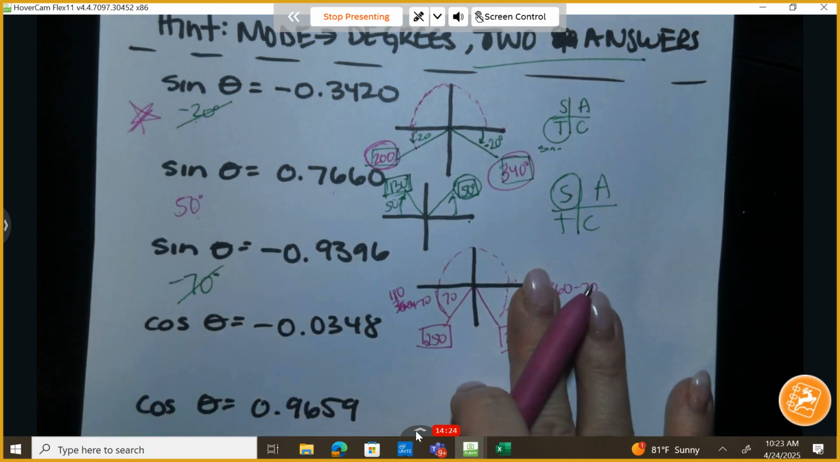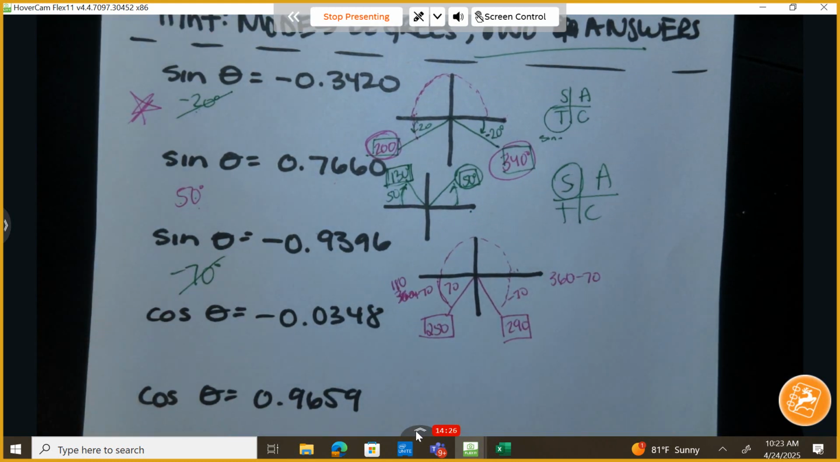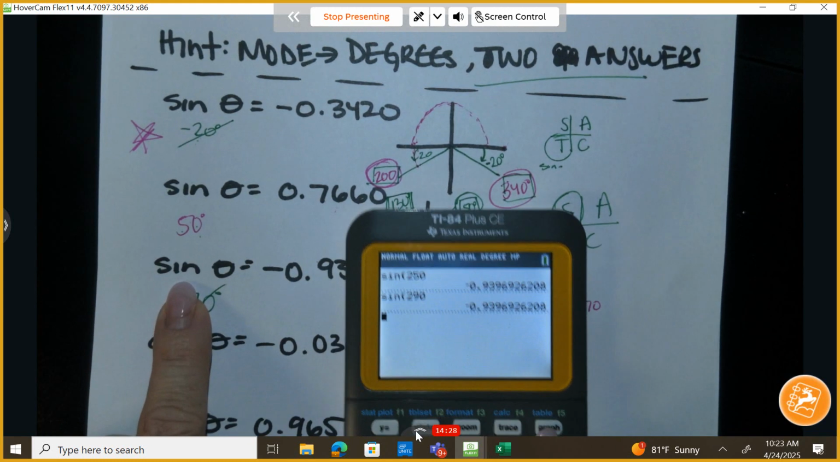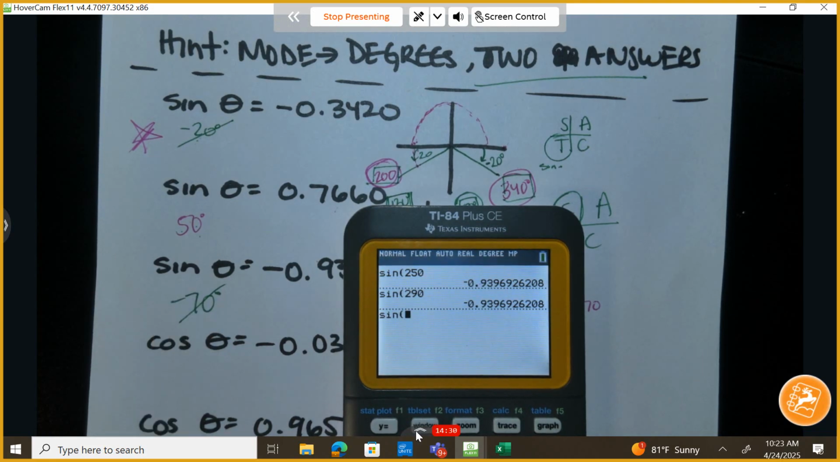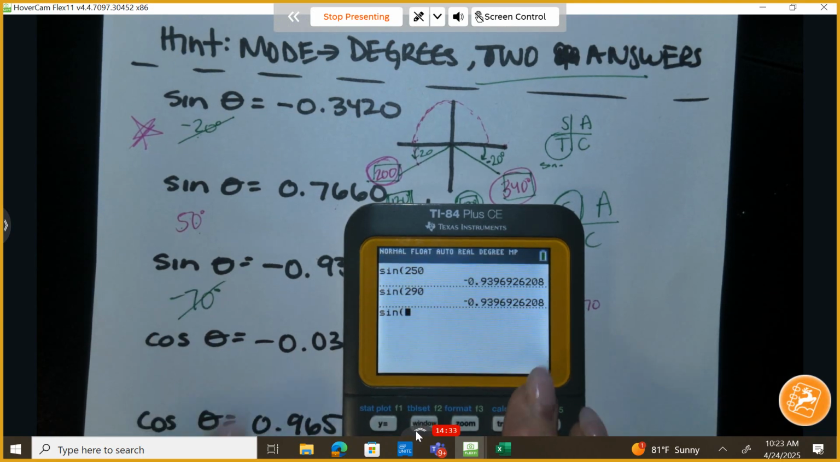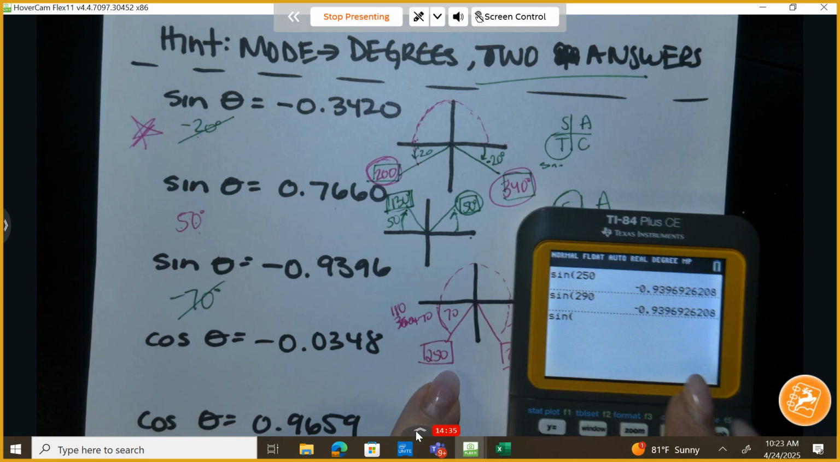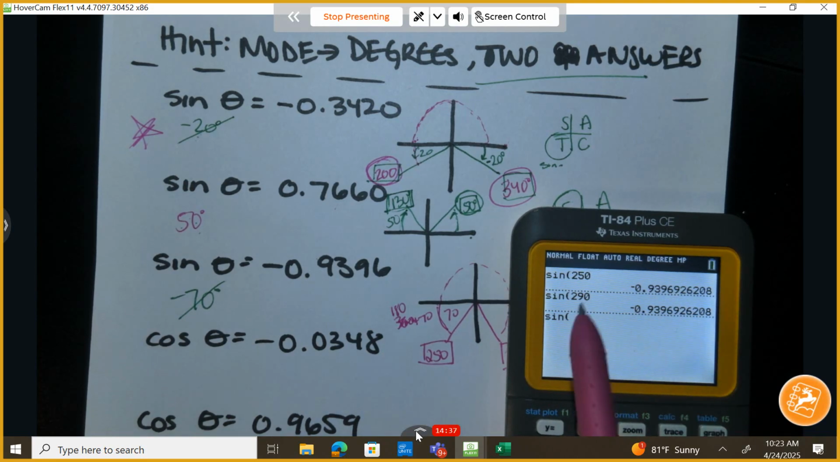How do you type it again? Sure. You're going to type in just the function. So see, I find the sine key. And then I type in 250. And I got it. And then I typed in 290. And I got it again. So sine 290, right? Yep. And if you're not getting that, it means you're not in degrees.